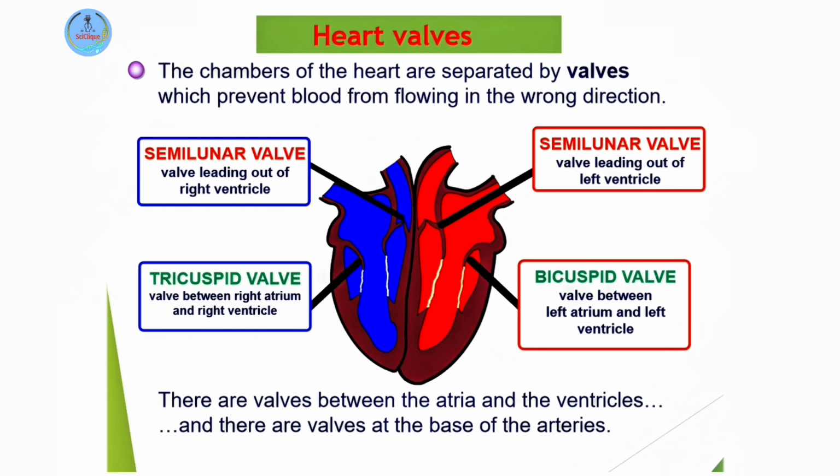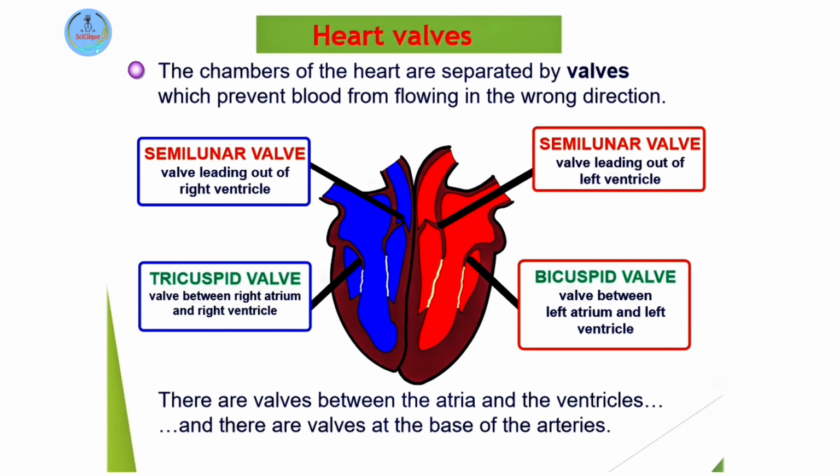So the cuspid valve that is found on the right side is known as the tricuspid valve. This is found between the right atrium and the right ventricle. The cuspid valve found on the left side is known as the bicuspid valve. It is found between the left atrium and the left ventricle. So these are the cuspid valves, and these are their locations between the atria and the ventricles.